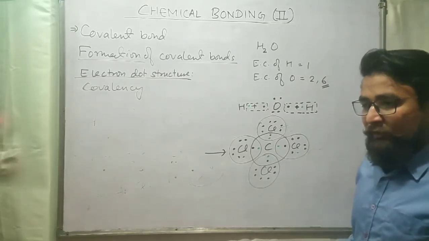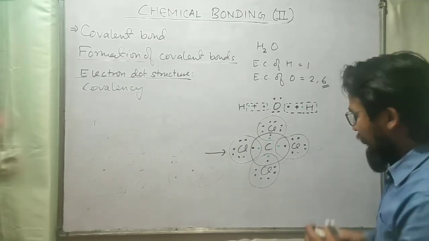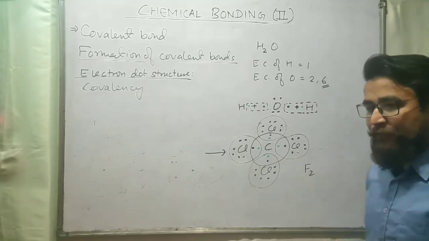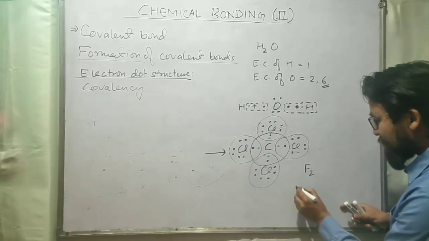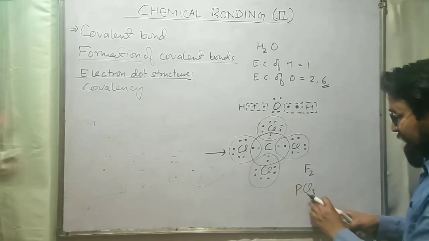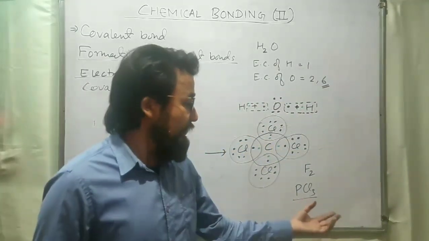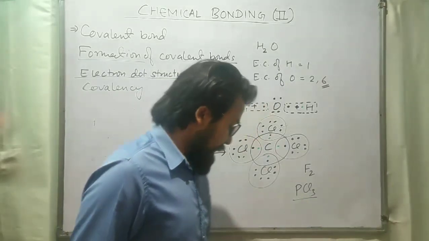Now can you tell me what is the covalency of fluorine in the F2 molecule, and what is the covalency of phosphorus and chlorine each in the PCl3 molecule? Please, if you know the answer, you can write it in the comments.